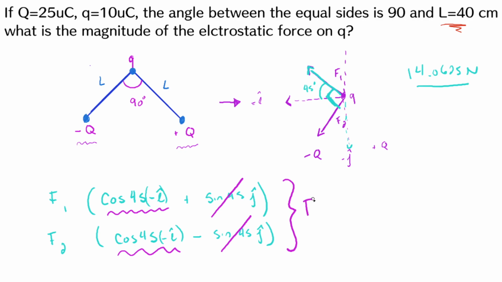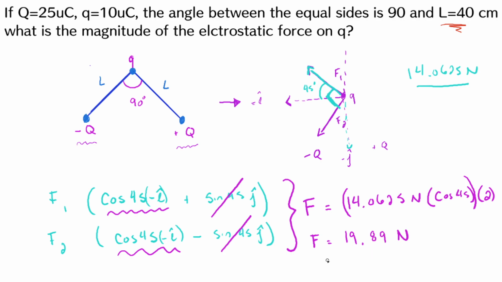And I'm finding that my final force is going to be equal to 14.0625 newtons times the cosine of 45, multiplied by 2. So all this multiplied by 2. And my answer is 19.89 newtons. And that is it. But remember, it is in the negative i hat direction.